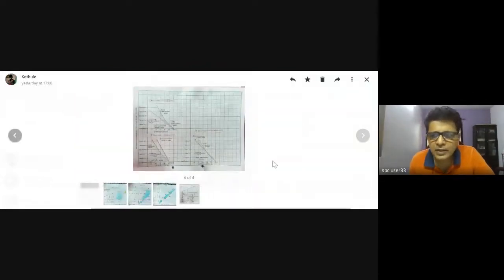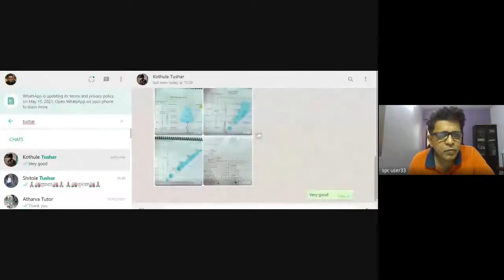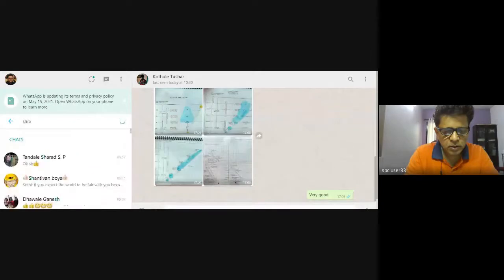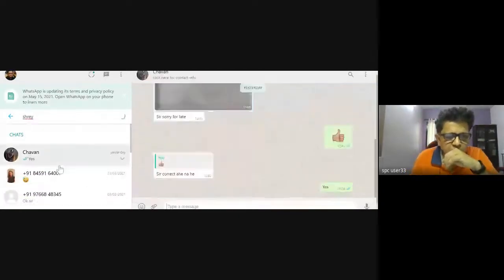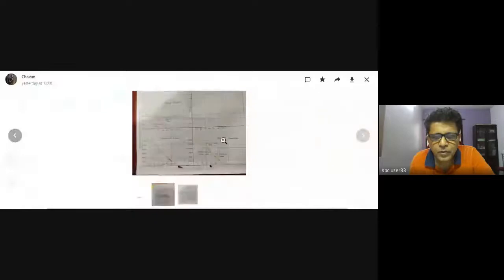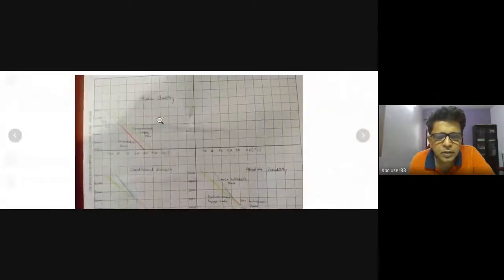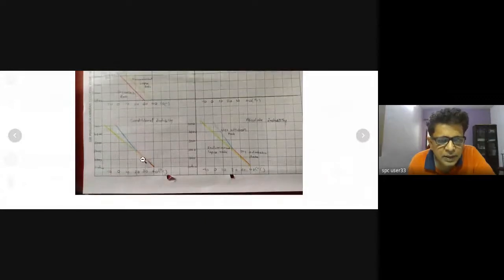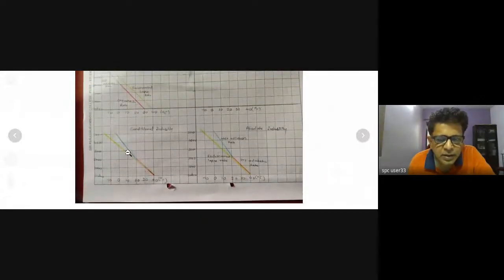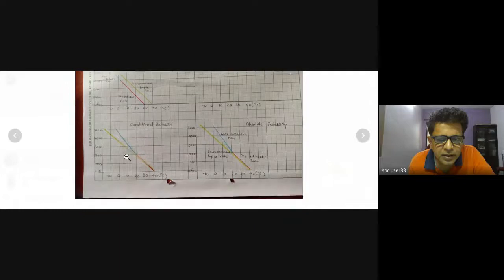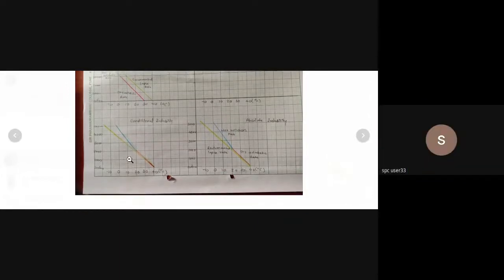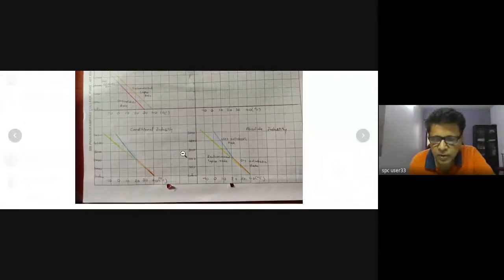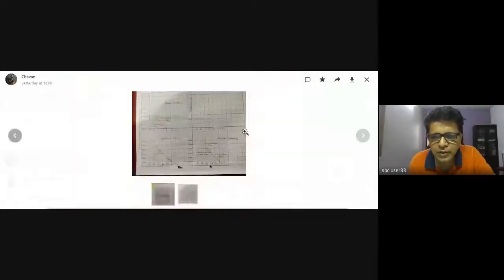Okay, now besides that, I have received one more. I think it was Shreya. She has drawn these diagrams. Okay, here again, you'll see that in this conditional instability, the positions are changing in individual students. But here again, you'll see that it dips below the environmental lapse rate and then it crosses up. Okay, so this is also a good representation, I would rather say.